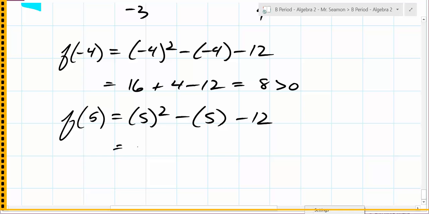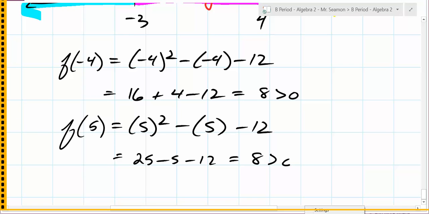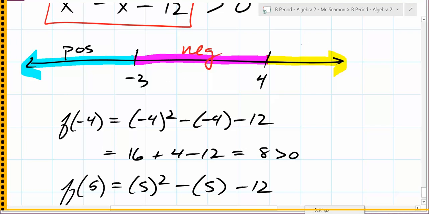So what does this come out to be? 25 minus 5 minus 12. What's that? 8. Is it always going to be the same number? No, it's not always going to be. So what do we know about the yellow region? Positive. So let's answer this question here.